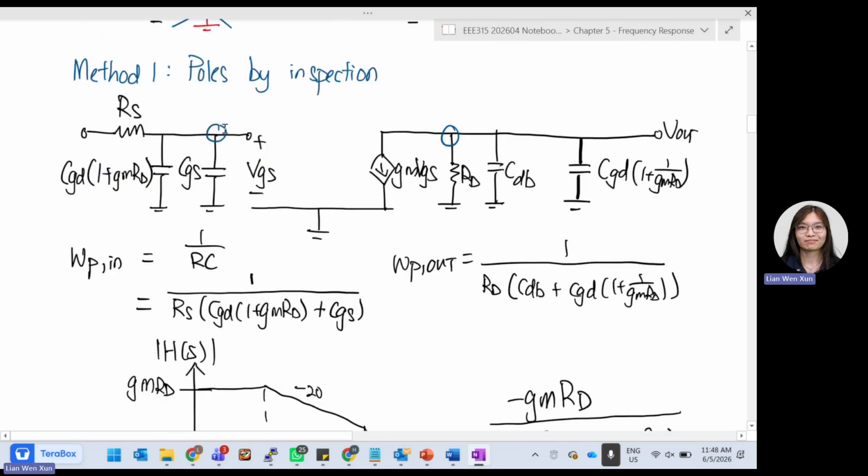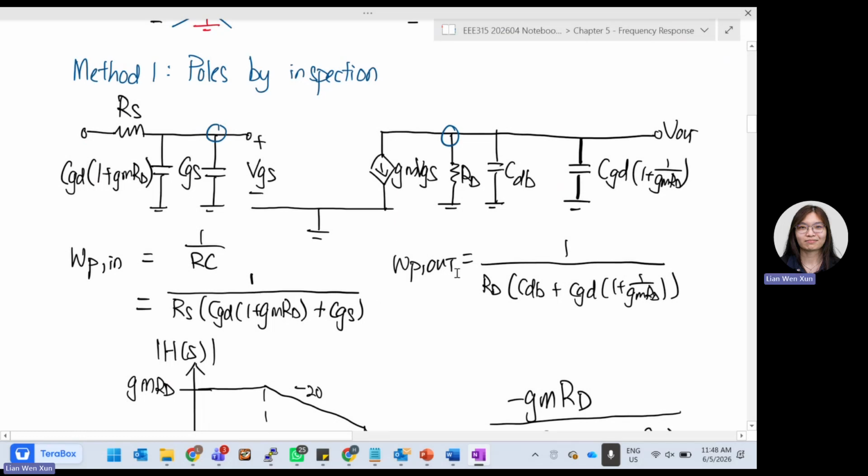So the first port. At the first spot, what is the resistor that we can see? We can only see RS. There's nothing else happening. There's no other resistor happening. So we can only see RS, so it's 1 over RS already. What about the capacitor? There are two. One is CGS, one is CGD times 1 plus GMRD. They are in parallel, so we have to add them up.